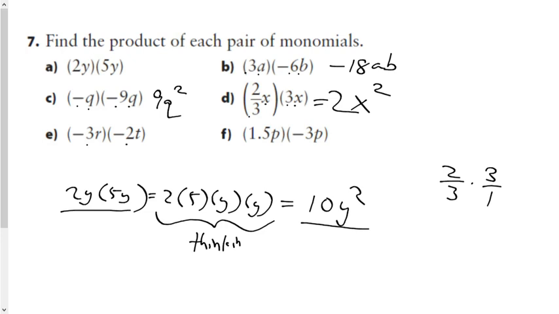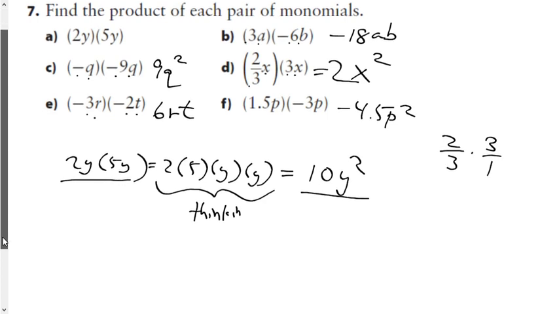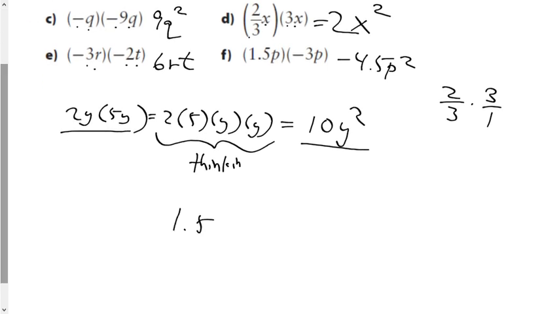Negative 3 times negative 2 is positive 6. R times t is simply r times t, which is rt. And finally, 1.5 times negative 3 is negative 4.5. P times P is P squared. Another way to do it, just because I like to confuse people, is if I think of this question, I'll just extend it down here for a second. It's 1.5p multiplied by negative 3p.